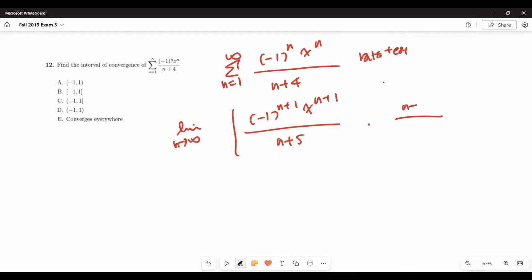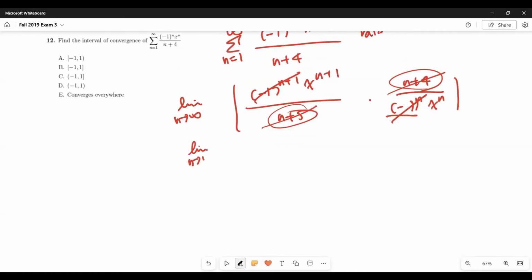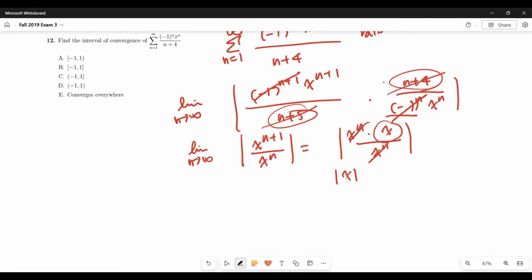So this will be n plus 4 over negative 1 to the n and x to the nth power. Since it's an absolute value, we don't have to worry about the sign. For n plus 4 and n plus 5, as n goes to infinity, by L'Hopital's rule this will be just 1, so you don't have to worry about it. We're left with the limit as n goes to infinity of x to the n plus 1 over x to the n, which is the same as x to the n times x over x to the n. Canceled out, this is just the absolute value of x, and since it's asking for the interval of convergence, it has to be less than 1. So x is from negative 1 to 1.